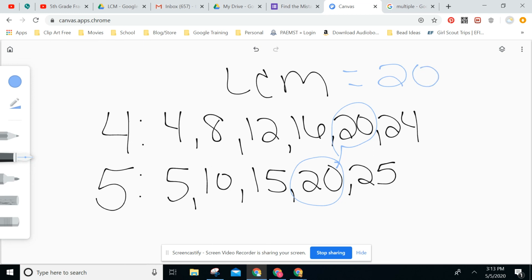All right, if you can do this, this is going to set you up for our 4-square method when we add and subtract fractions with unlike denominators.